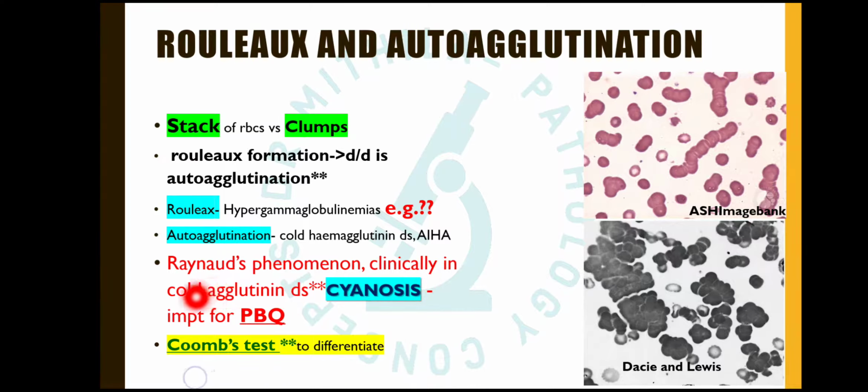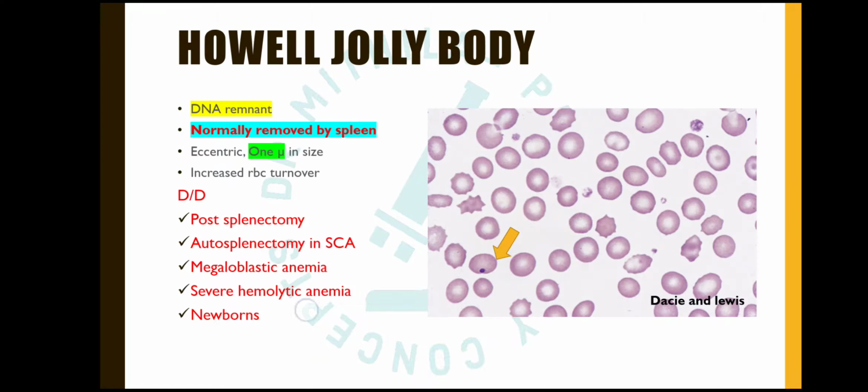Another important test which we can use to differentiate between rouleaux and autoagglutination is the Coombs test. You know that in autoimmune hemolytic anemia we do the Coombs test. The direct Coombs test detects the antibodies which are attached to the surface of the RBC, while the antibodies which are present in the serum are detected by the indirect Coombs test. So these are the important points regarding rouleaux and autoagglutination.